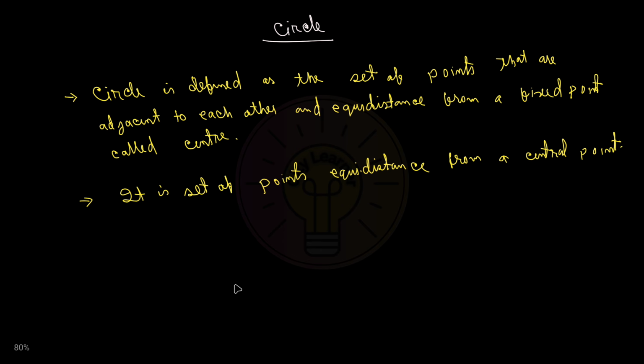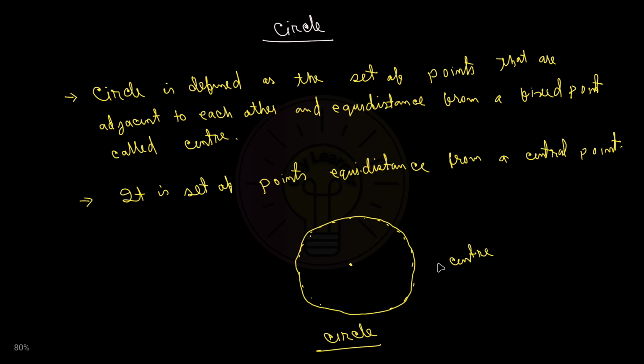So if we draw a circle, we take a fixed position and a set of points which are equidistant from a central point. These are the points, and if we connect all the points, we get the circle. So this is the circle, and this central point is called the center. This is the circle, and it is a 2D shape or 2D structure.